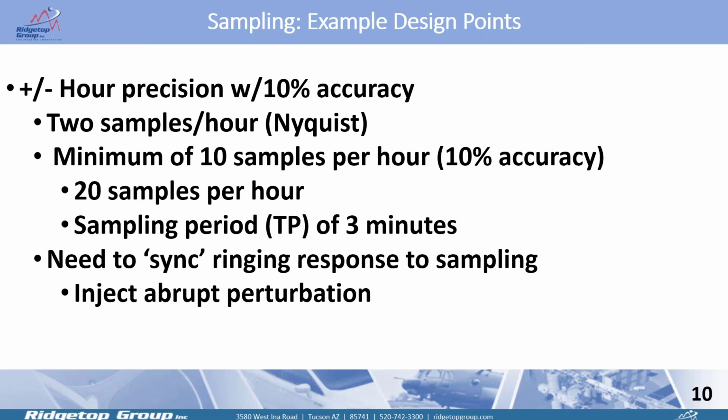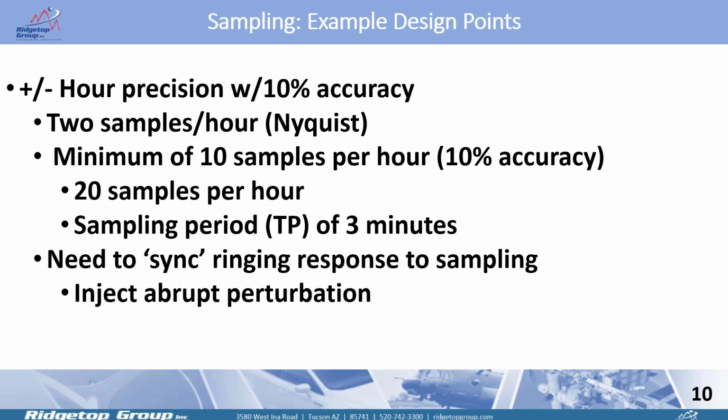So, plus or minus 1 hour precision with 10% accuracy. Well, the Nyquist criterion says that you need to sample twice per hour. And if it's 10% accuracy, then you need to do 10 samples per hour. So you're plus or minus 2, so now that totals 20 samples per hour. That means a sampling period of 3 minutes.